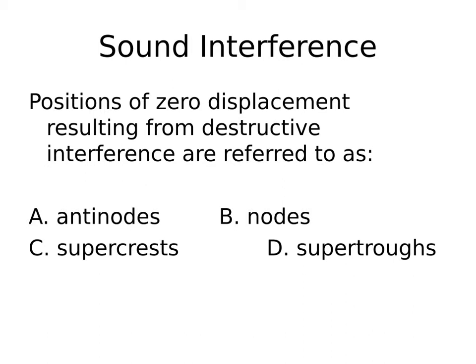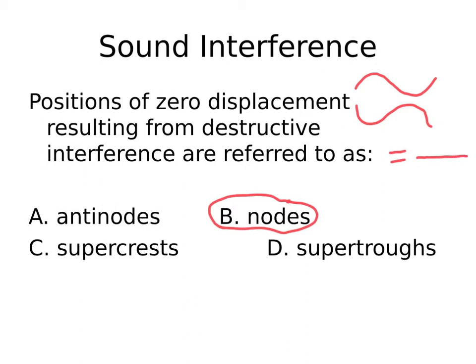Positions of zero displacement resulting from destructive interference are referred to as nodes. We get zero displacement if waves interfere that are out of phase with each other, which means that the crests line up with troughs and the troughs line up with crests. So when those waves add together, a crest plus a trough gives us zero displacement. Like so. So we get no energy at that point, so those are nodes.